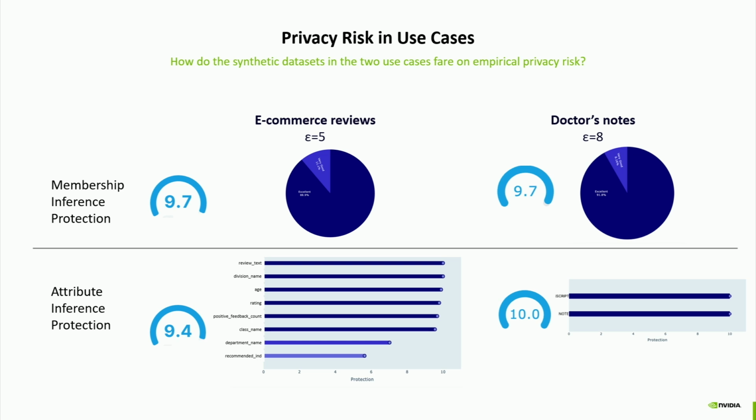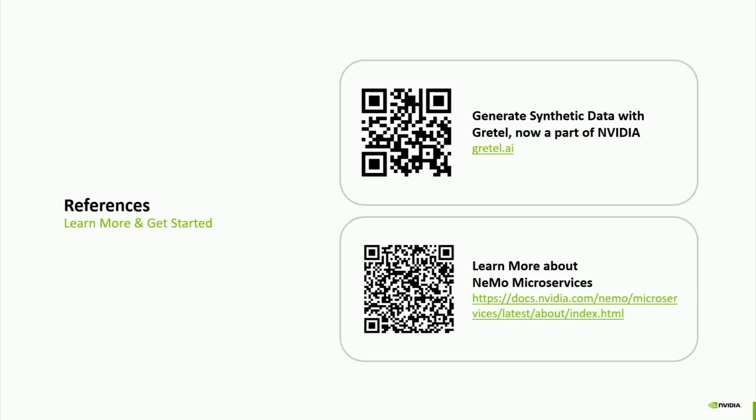And then similarly for attribute inference protection, for each attribute, you can go through and see how susceptible this attribute is to being inferred. So that's for the e-commerce reviews data set. For the doctor's notes data set, for a slightly higher epsilon, we get very similar membership inference protection and attribute inference protection. So that's what I argue is beyond just this privacy utility trade-off.